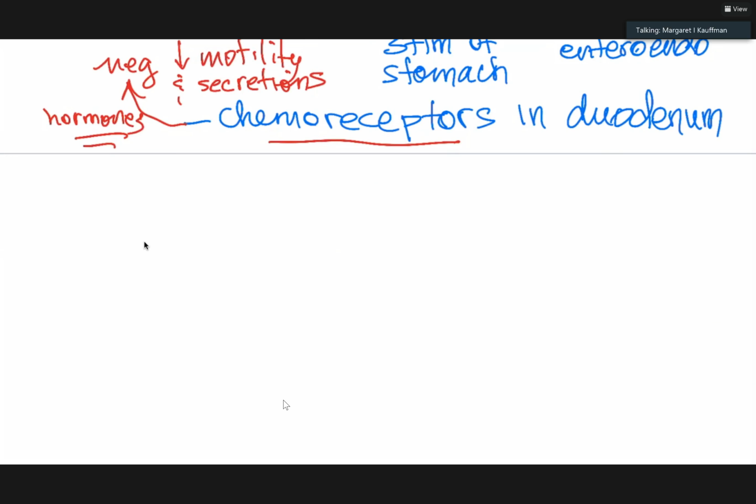So we are going to be hitting all of this stuff on Tuesday when we start into the intestinal phase and the structures of the duodenum. So come prepared for that. Let's see, we have just a bit of time left.